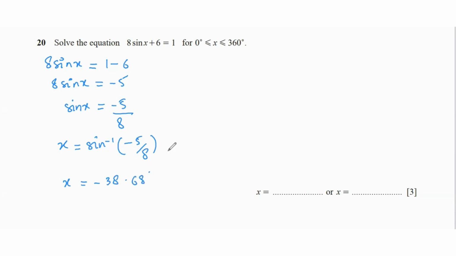Now, this is not the final answer. There are still a few steps I need to do to figure out what the two values of x are, because x has to be between 0 and 360. And this is negative, which is completely out of the range. To find the final answer, you need to know where sine is positive and negative. Sine is positive in the first two quadrants and negative in the last two quadrants. So negative 38.68 is going to come over here and over here.